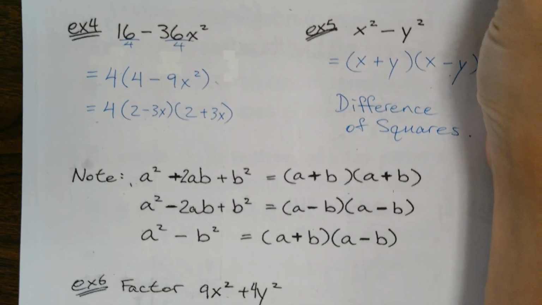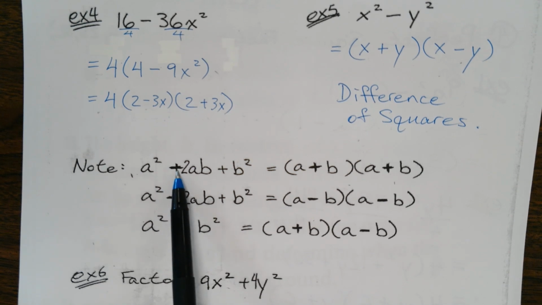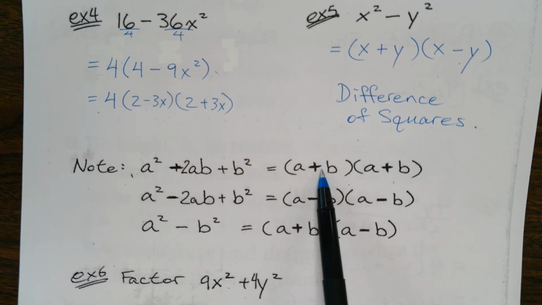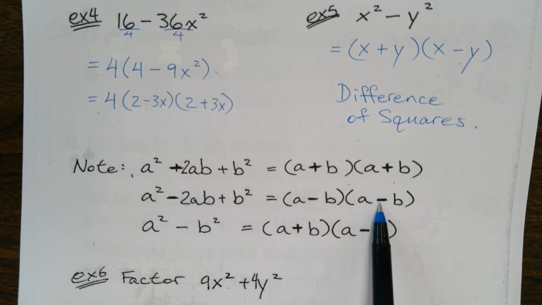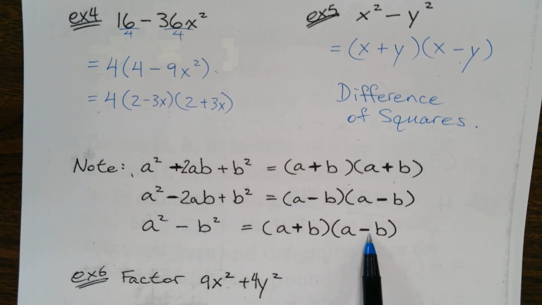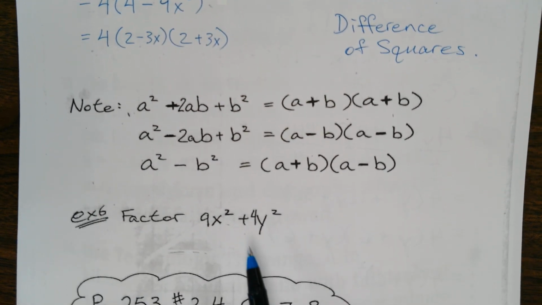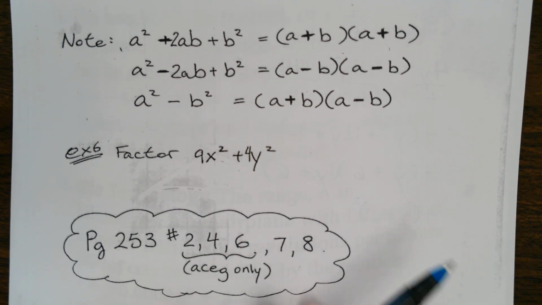Okay, so a note. This is the summary basically that Ryan was asking for. If the middle term is positive, then you know that it's positive, positive. If the middle term is negative, then you know that it's negative, negative. If it's a minus with no middle term, then it's a plus and a minus. Which is example 6 right here. Factor this.